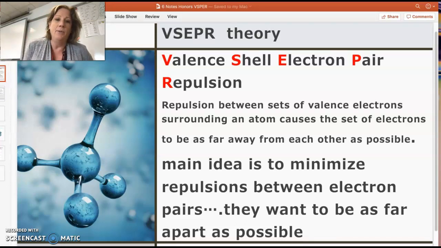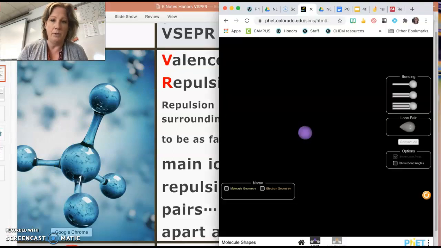And the theory that we use, we call it VSEPR, even though it doesn't really spell that way, but it stands for valence shell electron pair repulsion. Valence electrons are the outermost electrons, and they're in pairs, and they repel one another. When they repel, they take up as much space as they can, and that gives us the shapes. So let me show you.